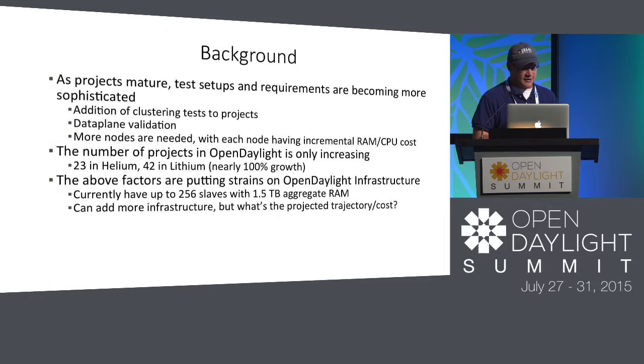Basically, the issues are that as projects are maturing, the test setups and requirements are becoming more sophisticated. We have clustered data store testing. We have more sophisticated data plane validation. The way we currently do testing requires more nodes, with each node having an incremental cost of RAM and CPUs. The number of projects in OpenDaylight is increasing. We had 23 in Helium, we have 42 in Lithium. Beryllium, we don't know yet how many projects there are going to be, but it's something we need to think about moving forward.